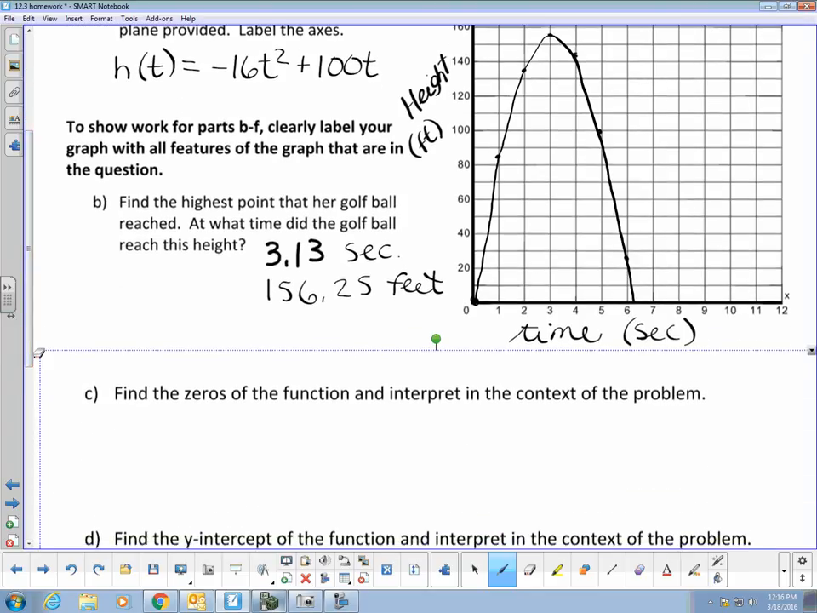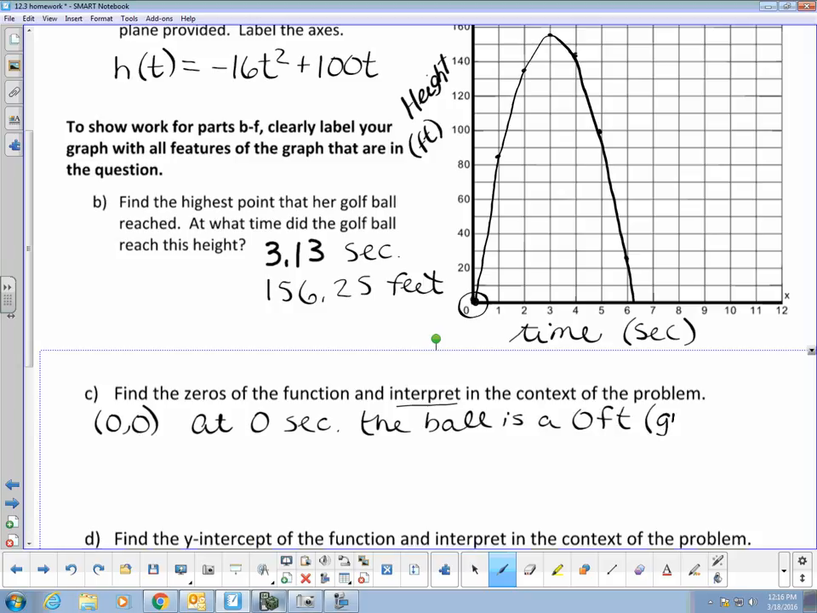So now I need to find the zeros of the function and then interpret what those mean in the context of this problem. So my first 0 is right here at 0, 0. Right here, 0, 0 is my first 0. And what that means is at 0 seconds, the ball is at 0 feet, which means it's on the ground.